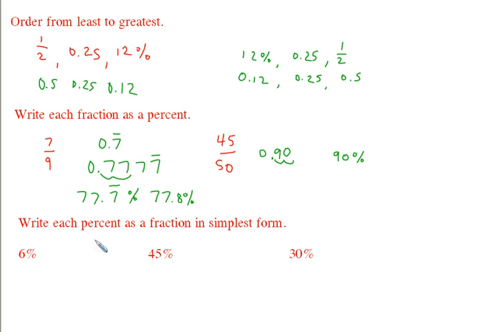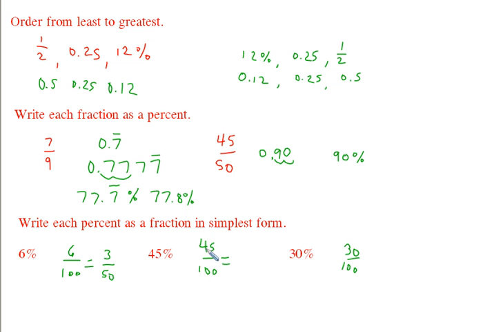Now down here, write each percent as a fraction in its simplest form. First thing we're going to do is, for each of these problems, just write it out as a fraction. Remember, all a percent is is a number that is over 100. And then all I do is simplify. Well, does anything go into 6 and 100? Well, yeah, 2 does. So it's going to be 3 over 50. Remember, this divided by 2, this divided by 2.